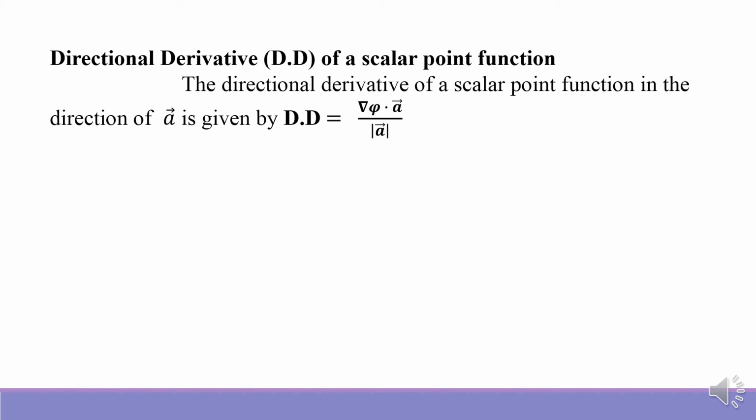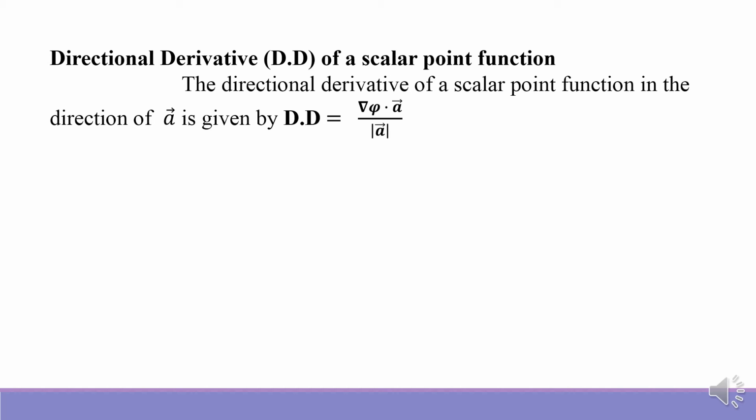Then next, directional derivative of a scalar point function. The directional derivative of a scalar point function in the direction of a vector a is given by directional derivative equal to del phi dot a vector by modulus of a vector. Here the direction of a vector is given.